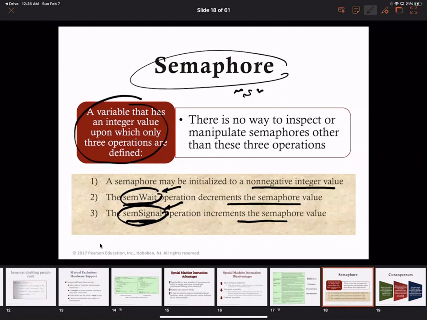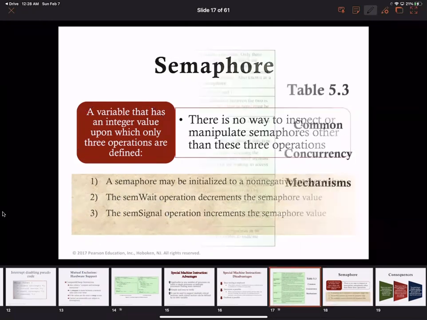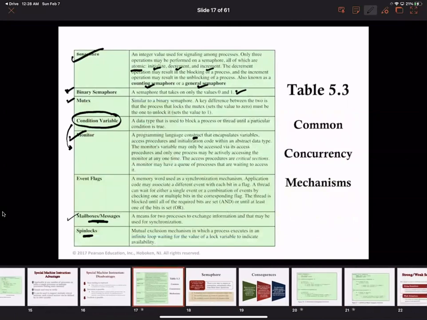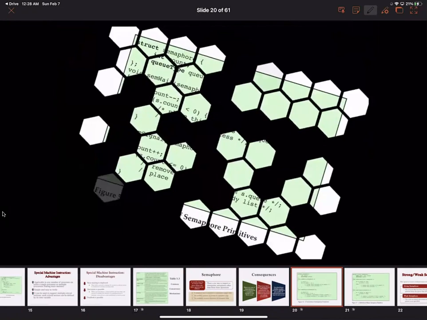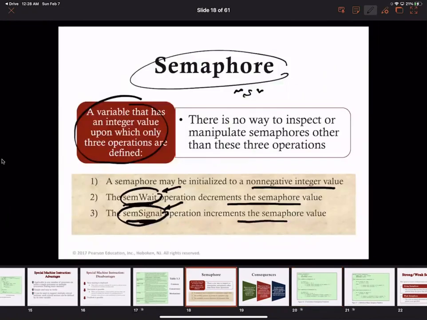So I would like to explain these operations as follows. We have initialization, we have semWait to decrement the variable, and we have semSignal to increment the variable. To begin, the semaphore has a value of 0 or even a positive value. If the value is positive, that value equals the number of processes that can issue a wait and immediately continue to execute.